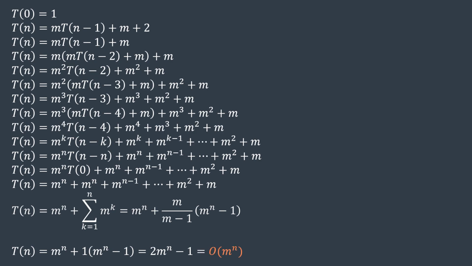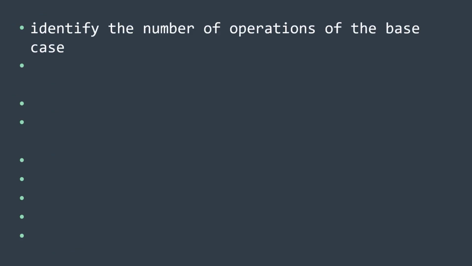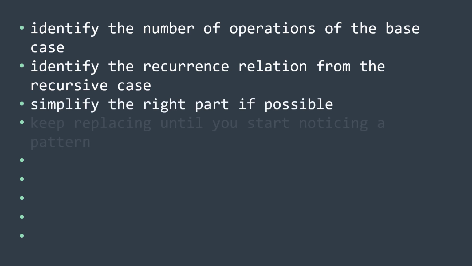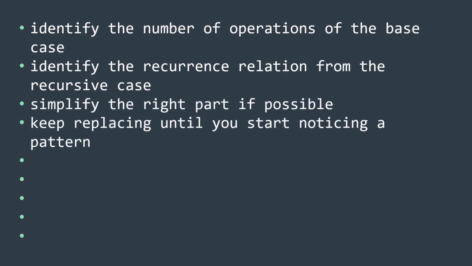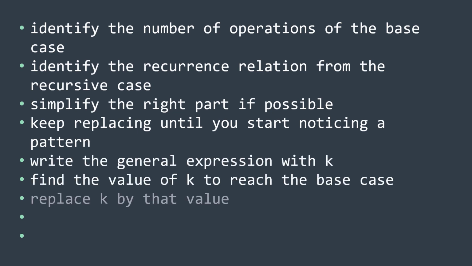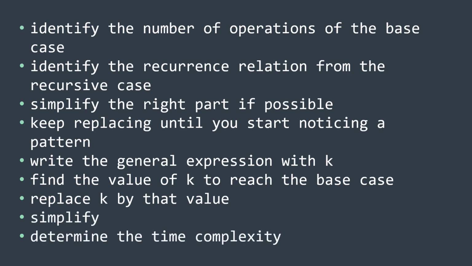Now we've seen 5 examples on how to use the recurrence relation to identify the time complexity of a recursive function. The steps are: identify the number of operations of the base case, identify the recurrence relation from the recursive case, simplify the right part if possible, keep replacing until you start noticing a pattern, write the general expression with k, find the value of k to reach the base case, replace k by that value, simplify, and determine the time complexity. I hope that you understood the recurrence relation method.